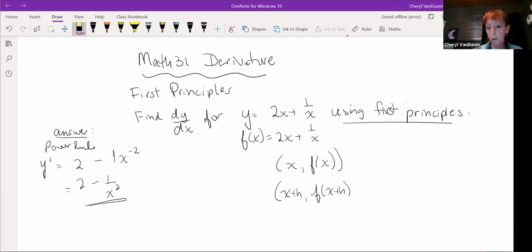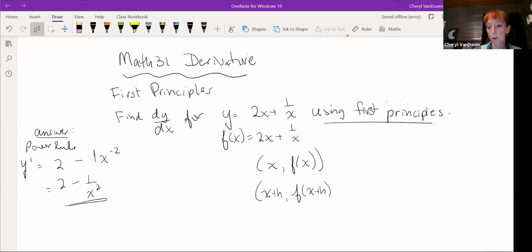The idea of first principles is find the slope of the secant and then find the limit as h goes to 0, as h gets very, very small. So what we have to do here is get set up to have our coordinates ready, and then we use the slope formula. So we just rewrite this point as x comma 2x plus 1 over x as our f at x, or our y coordinate.